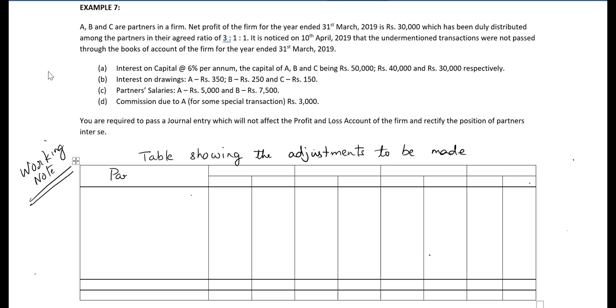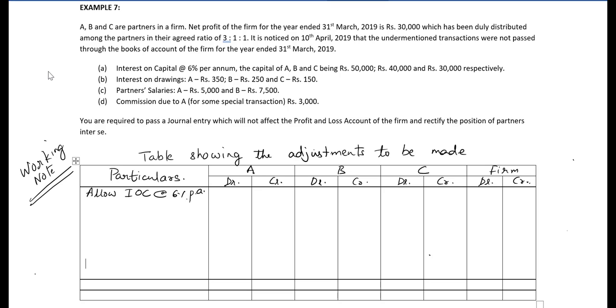Particulars: A, B and C, and finally the firm divided into debit and credit. We'll begin by allowing the IOC at 6% per annum.